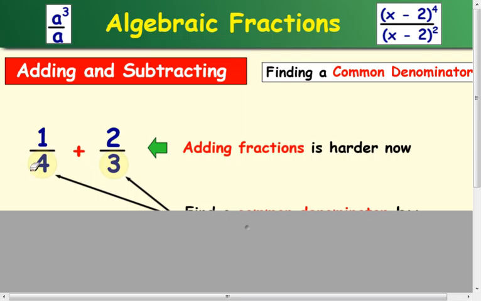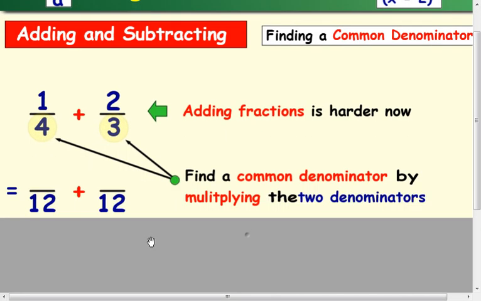Now how do you do that? Well, for adding quarters and thirds, we can change them both into twelfths. The easy way to do that is to do 4 times 3. So we're going to make them both into twelfths. Now, what did we do to the quarters to make it into twelfths? Well, we times by 3, so do the same to the top to make an equivalent fraction and put a 3 in the top. The same with the other one, you're timesing the 3 by 4, so do the same to the 2 to make an 8.